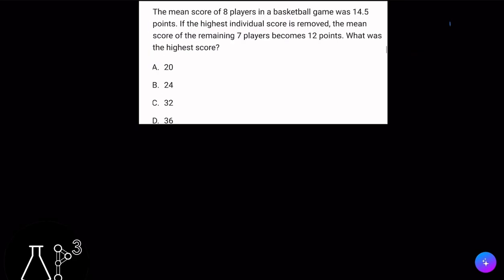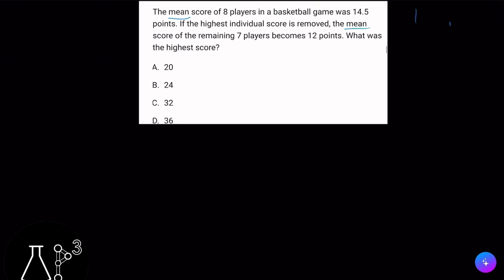Okay, let's do a different question again. The mean score of 8 players in a basketball game was 14.5 points. If the highest individual score is removed, the mean of the score of the remaining 7 players becomes 12 points. What is the highest score? So we're given that there's two means. There's one here and one here. How do you solve mean?